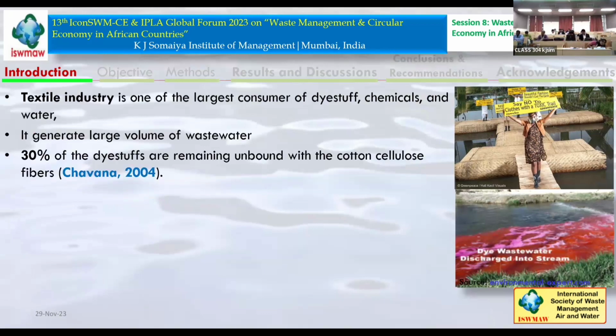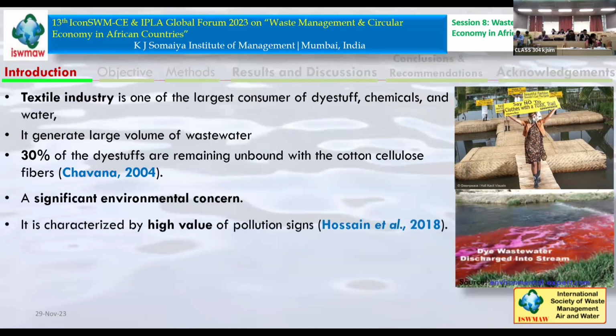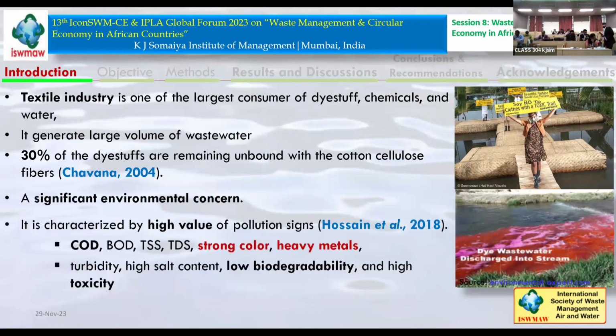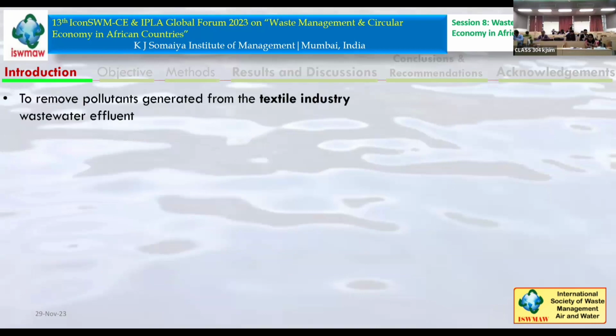If we see the textile industry dyeing processing units, almost 30% of the dye will not be attached to the cotton cellulose. That means it will be released as a discharge. So we can see how the textile industry is a significant environmental concern. And it is also characterized by high values of pollution signs like strong color, heavy metals. It also has low biodegradability and is very toxic to microorganisms.